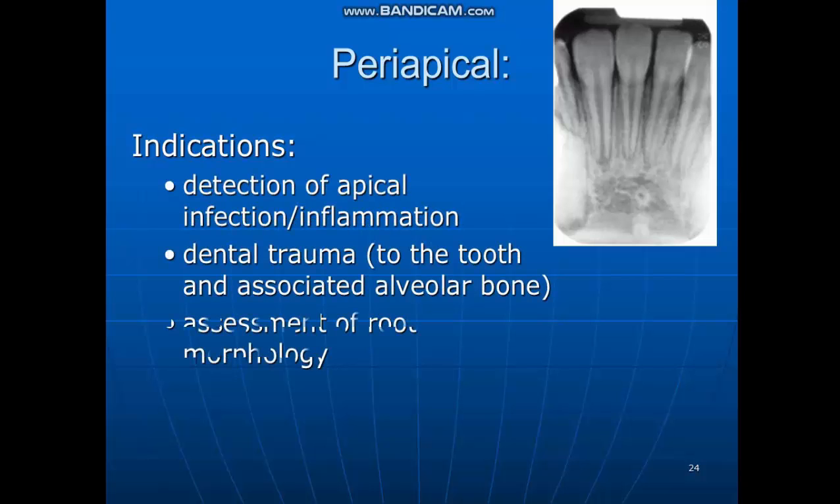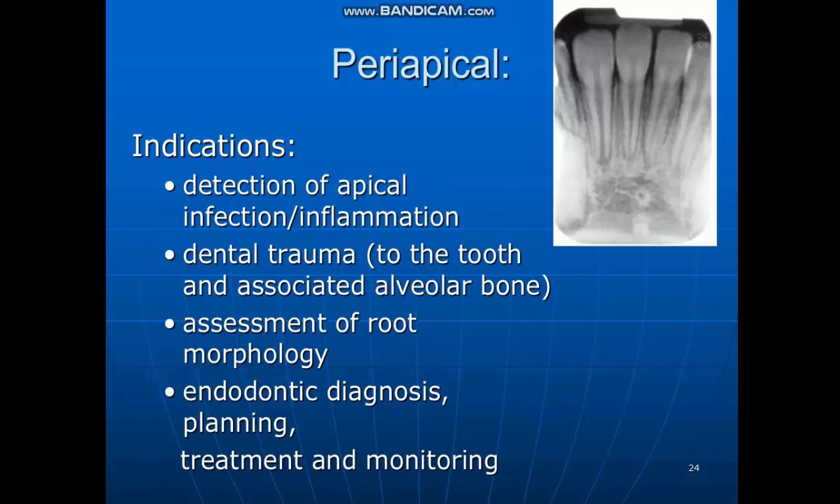Okay, main indications for periapical radiography are detection of apical infection or inflammation, dental trauma, assessment of root morphology, endodontic diagnosis, planning, treatment, and monitoring. In this picture you can see a periapical view, and you can see from 1 to 3 the complete tooth and the surrounding periodontal ligament and alveolar bone.